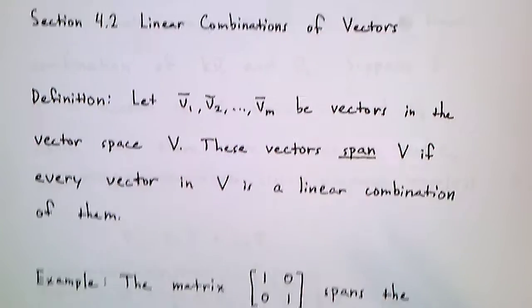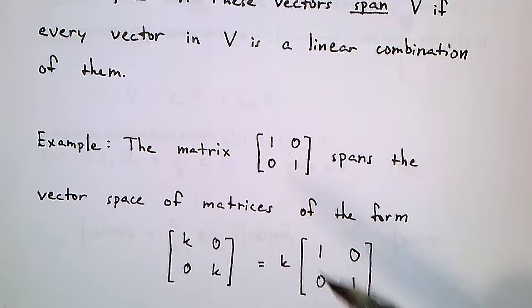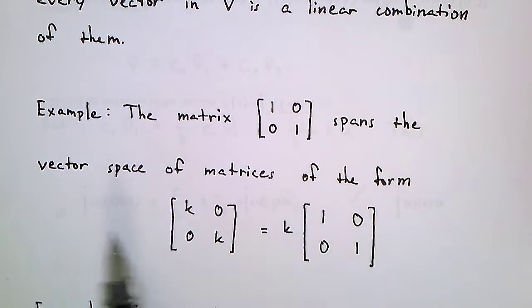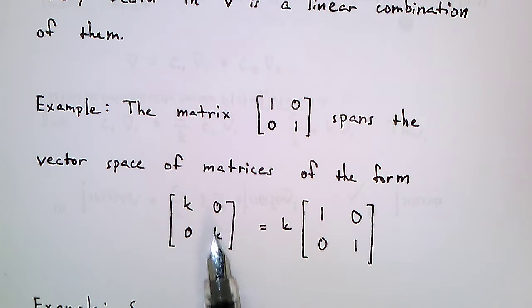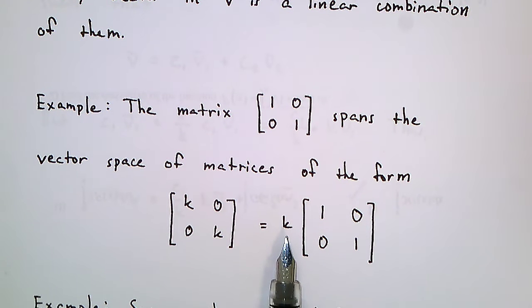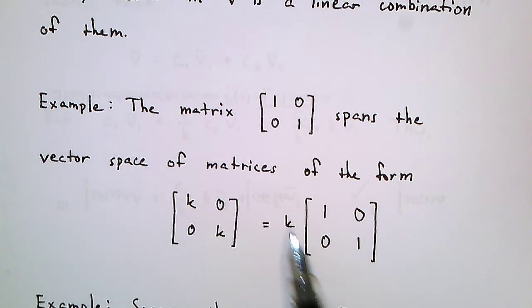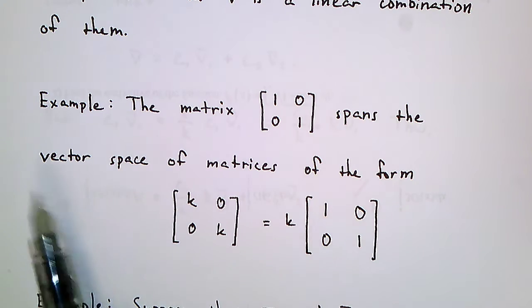So here's a very easy example. The matrix 1, 0, 0, 1, just the 2 by 2 identity matrix, spans the vector space of matrices of this form, so you have the same scalar k in both entries of the diagonal, zeros everywhere else, because the k factors out, basically. Every vector of this form is equal to a constant times the 2 by 2 identity matrix. So that means this matrix spans the whole vector space.